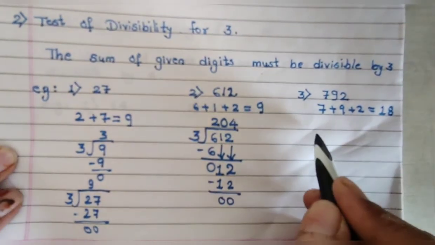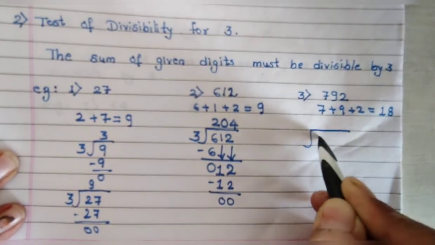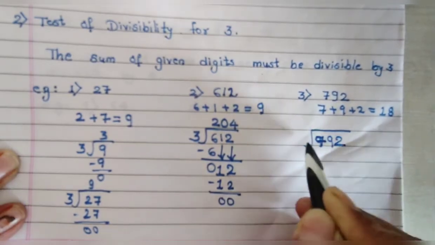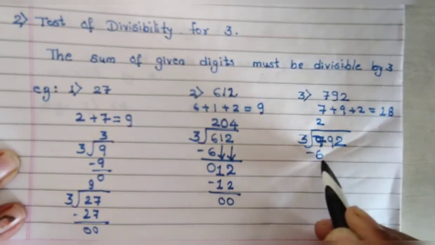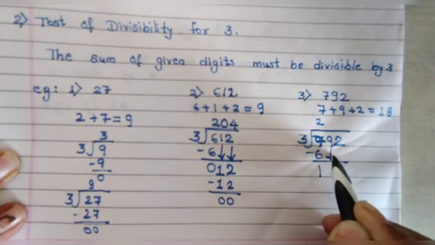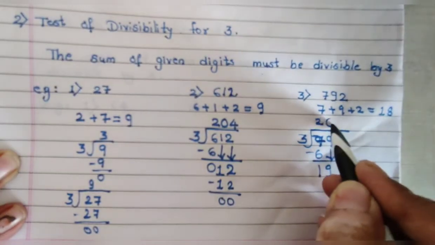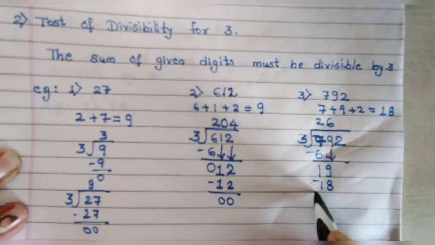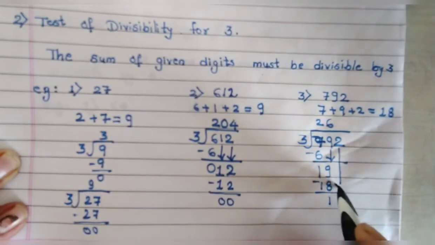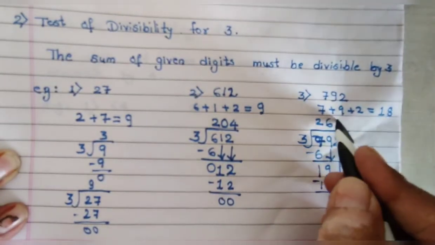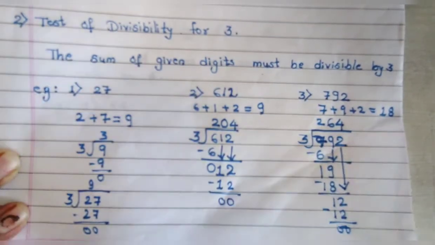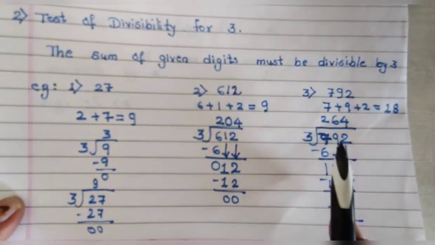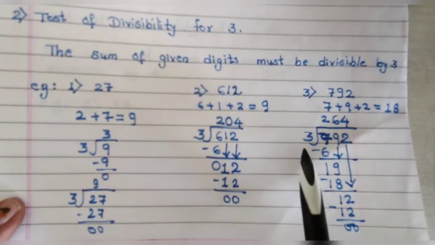Right? You want to do the division? Check it with confidence. 7, 9, 2. So for 7, 3 2s are 6. We got 1 down. Now take 9 down. 3 6s are 18. Now 1 left. Take 2 down. 3 4s are 12. Minus and got 0 0. Yes, 792 was exactly divisible, completely divisible by 3.